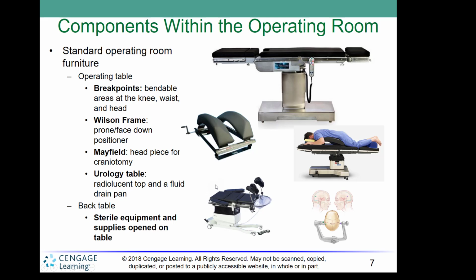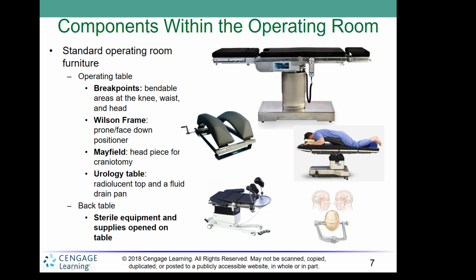Okay, some more components here. We have a table. Something about the operating room table that you should know: it does have brakes in the table that it can move. So this whole leg piece can move down. This brake here is at the knee. We have another brake at the waist and one at the head. The head is always this small piece.